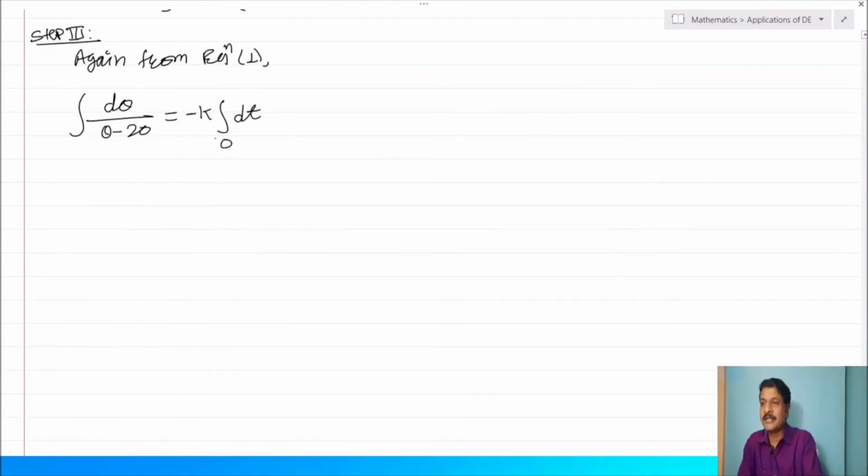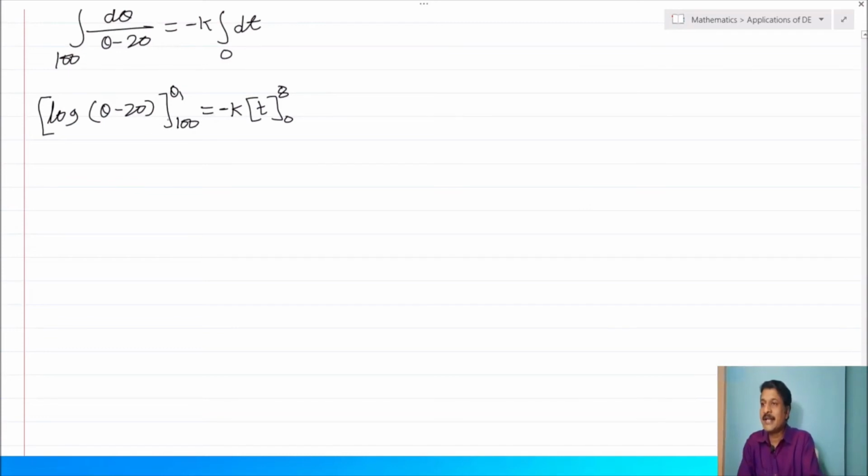So here when t equals 0, the temperature is 100 degrees Celsius, and we want to find the temperature after 8 minutes, that is theta 1. So again by the same method, the integration of d theta upon theta minus 20 is log of theta minus 20. Upper limit is theta 1, lower limit is 100. That is equal to minus k, t from 0 to 8 here.